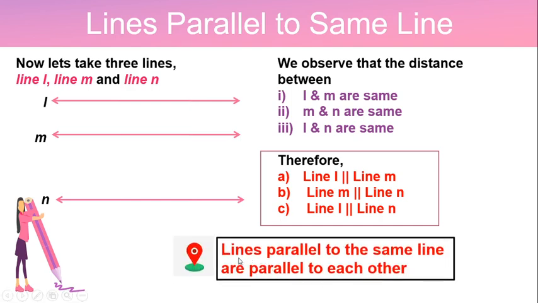Therefore, the lines parallel to the same line. Here we have taken L as the same line. So, M and N, both of them are parallel to L. So, therefore, M and N are also parallel to each other. So, the lines parallel to the same line are parallel to each other.